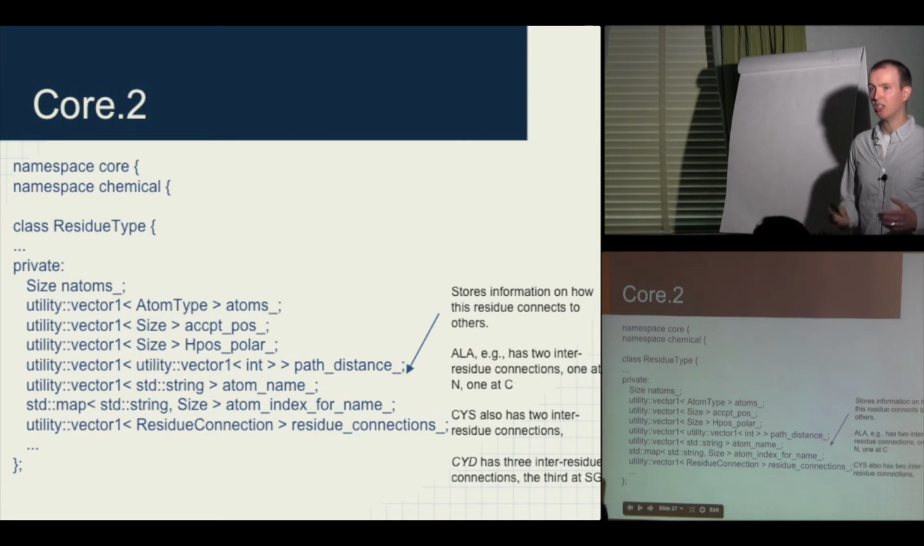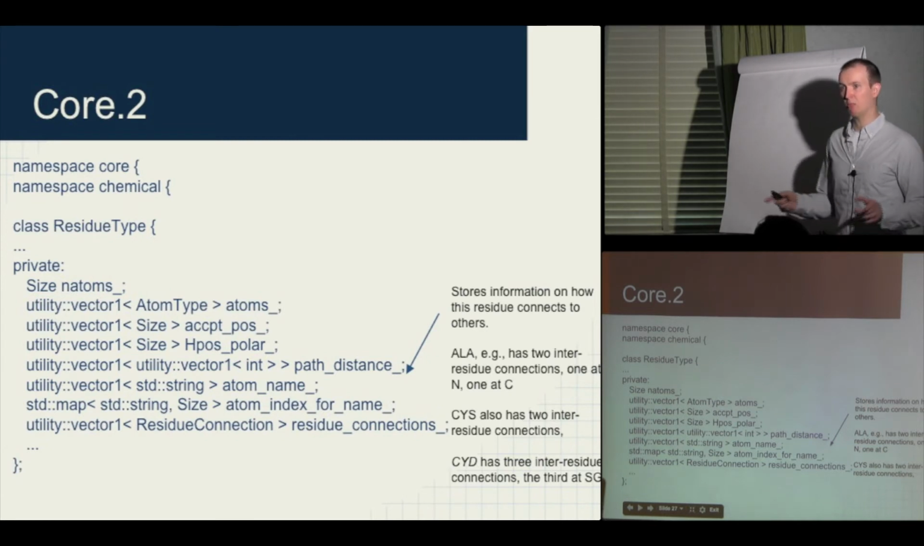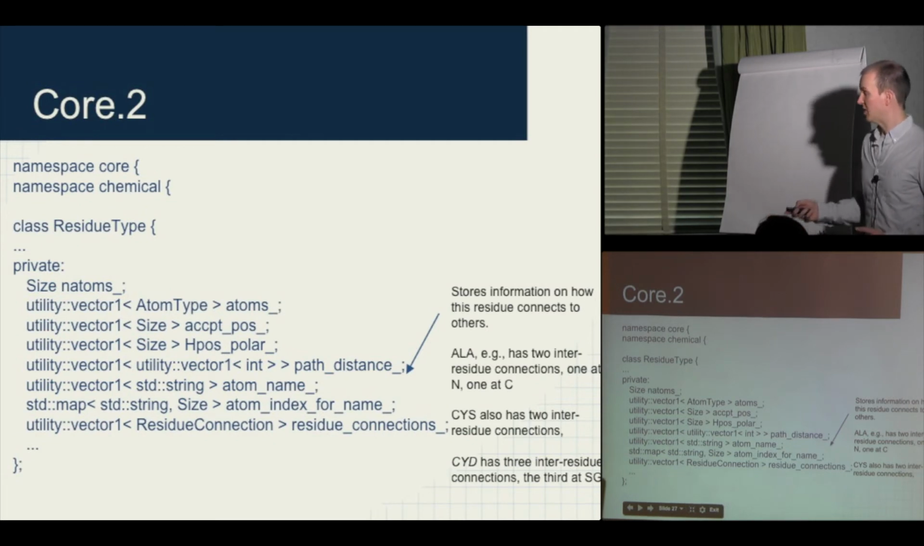Cysteine also has 2 inter-residue connections, one at N and one at C, right? But cysteine can form disulfide bonds, right? So what about the third one? It's actually represented as a separate residue type. So we have this other one called CYD, which is this disulfided cysteine, and that one has 3 inter-residue connections, and the third one is at SG.